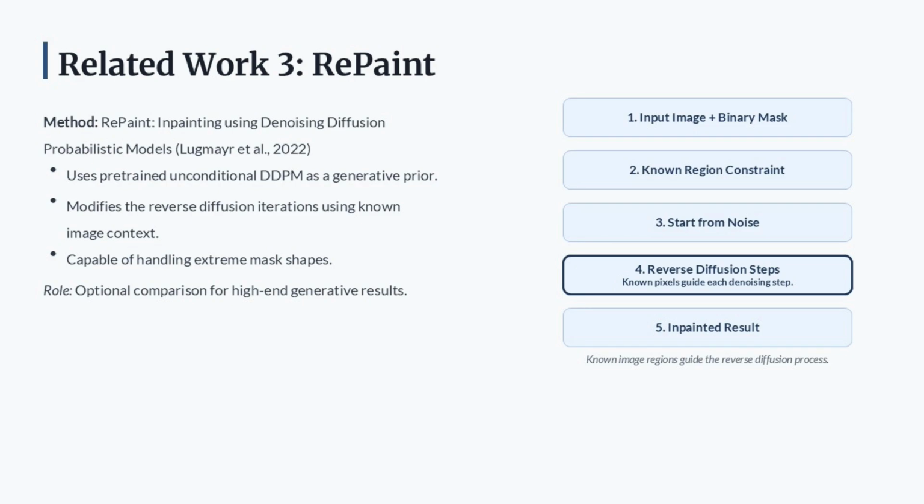The process can be understood as starting from noise and gradually denoising the image. During this process, the known regions from the input image guide the generation, so the final result remains consistent with the original image. Repaint is attractive because it can handle arbitrary or even extreme mask shapes. However, diffusion-based inference can be slower and may require more setup time. Therefore, in this project, Repaint will be treated as an optional comparison method rather than the required baseline.